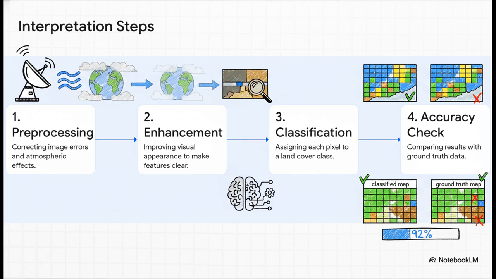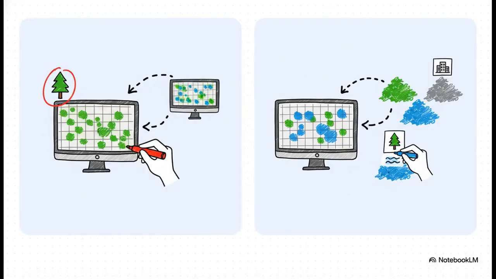Second, you enhance the image to make important features pop. Then comes the real magic, classification. This is where you use an algorithm to assign every single pixel to a category, water, forest, urban, based on its fingerprint. And finally, and this is super important, you check the computer's homework to see how well it actually did.